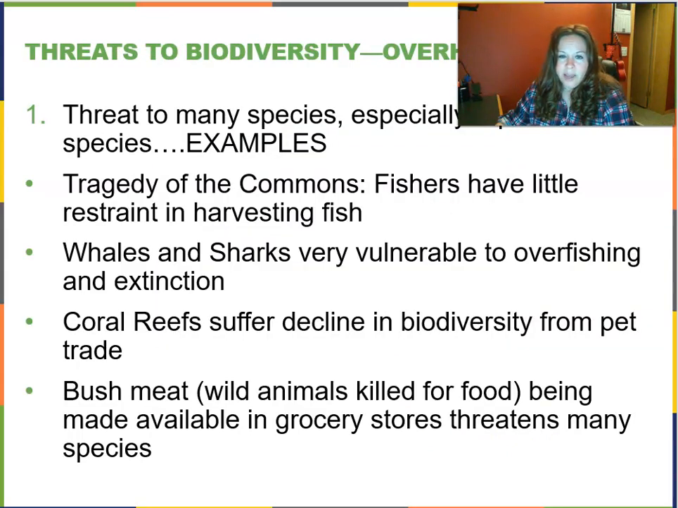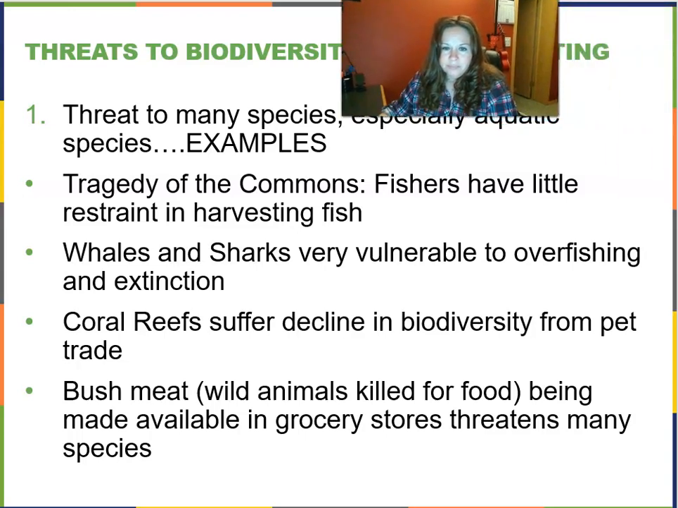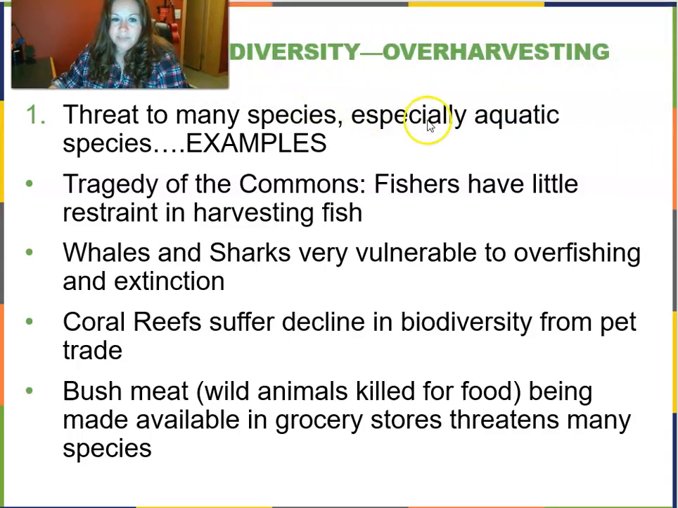Next, another threat to biodiversity, overharvesting. This is a threat to many species, especially aquatic species. Let's look at some examples. Fishers have little restraint on the overharvesting of fish. It can lead to something called the tragedy of the commons. You run out of resources. Whales and sharks are very vulnerable to overfishing and extinction because they're larger species. Coral reefs suffer decline in biodiversity from the pet trade.